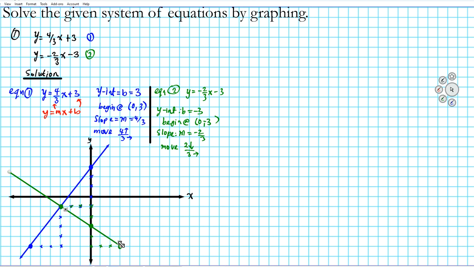So what is the solution to the system? The solution to the system is a point that lies on both lines. All right, that's the solution to the system. The point of intersection is your solution. So the point of intersection is right here. The x-coordinate is negative 3, and the y-coordinate is negative 1. So that point right there is your solution.